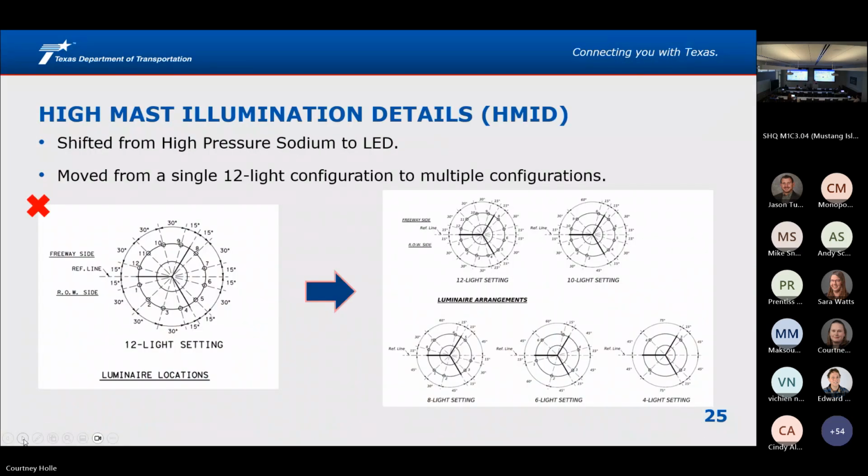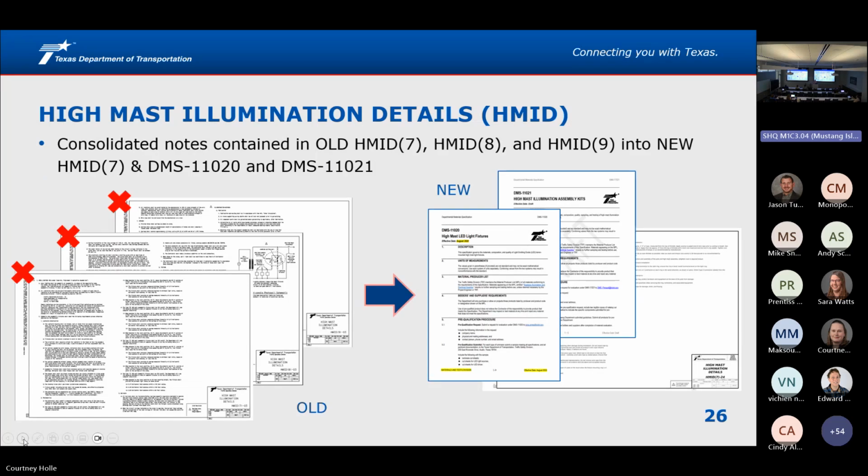The high mast illumination standard was updated. We moved from a single 12 light configuration to multiple configurations. Hopefully y'all have seen that and already been using it. We consolidated some notes that were contained on sheets 7, 8, and 9 into the new sheet 7. And we moved a lot of that information over to a department material specification so that if updates need to be made, they can be made a lot easier.